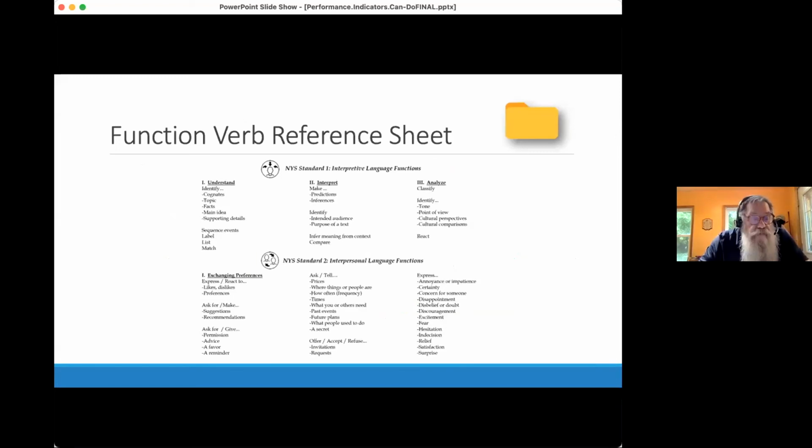Now, in the folder, we've included a works in progress list of key language function buckets for each communication standard, and some ways that these functions are used in real-world communication. This function list of verbs can help you write unit can-do statements that lead with language functions. And again, you'll find that in the folder. Now, Joanne's going to help us put all of this together with some instructional implications. Thank you, Bill.